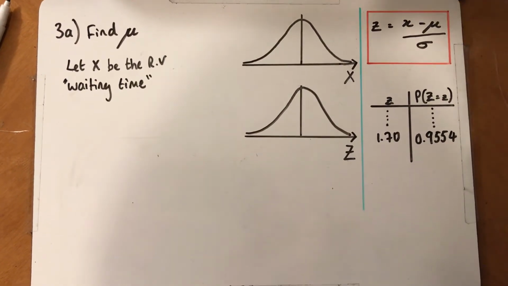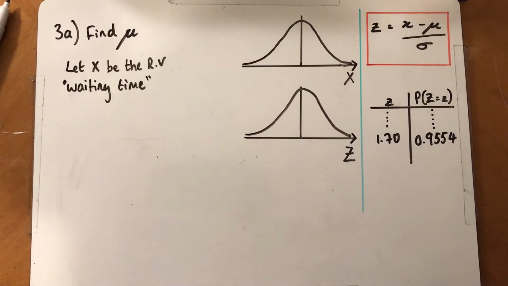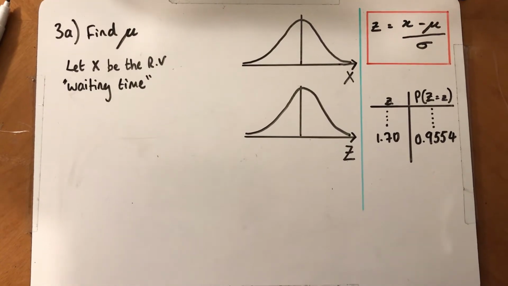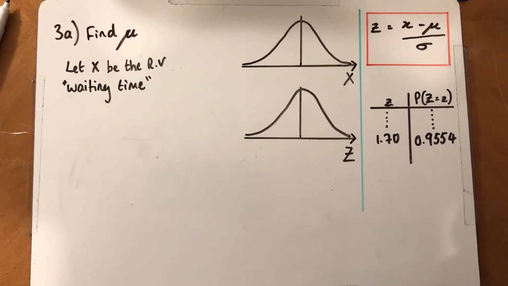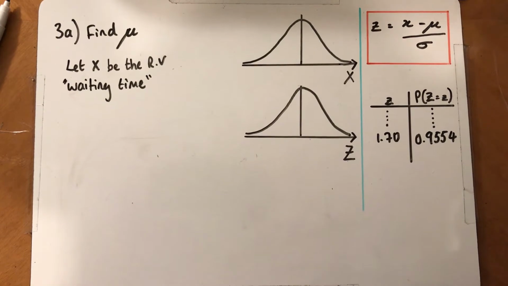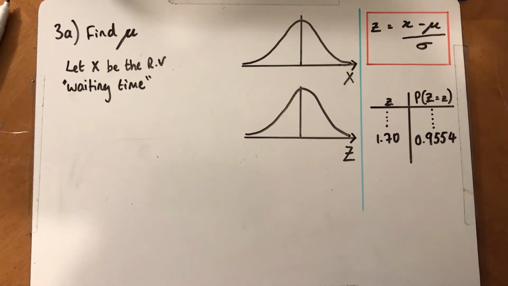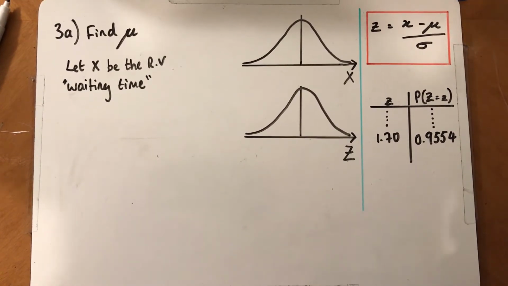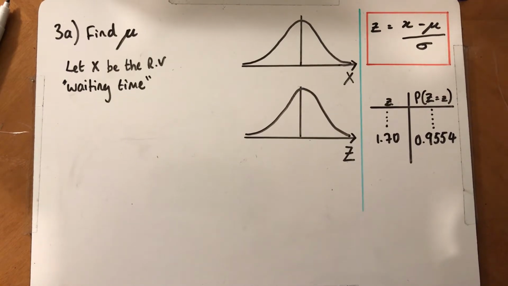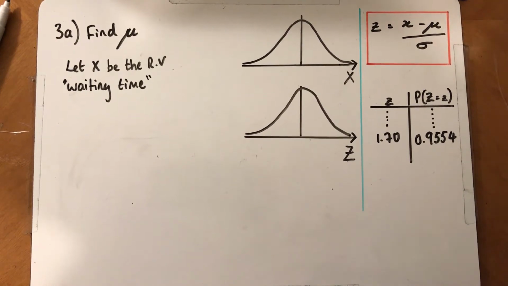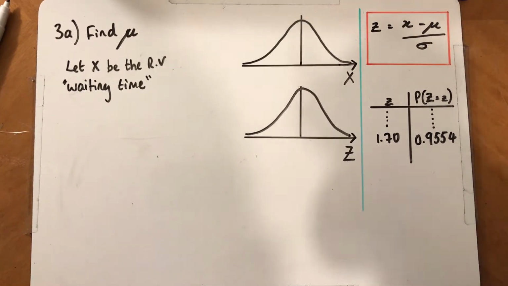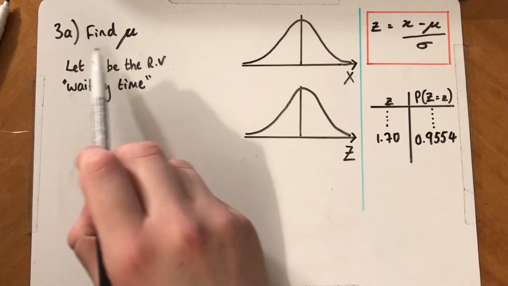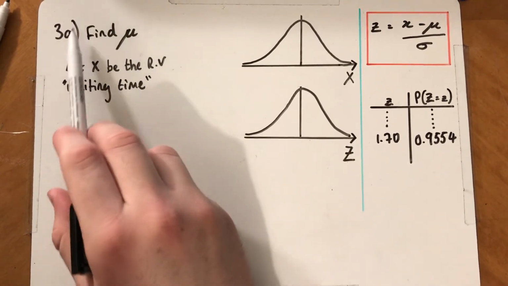Hi. So for question 3a, we've been told that the waiting time at a doctor's surgery is assumed to be normally distributed with standard deviation of 3.8 minutes. Given that the probability of waiting more than 15 minutes is 0.0446, find the mean waiting time. Okay, so for this question, we've been asked to find the mean waiting time. Okay, we've been asked to find mu.